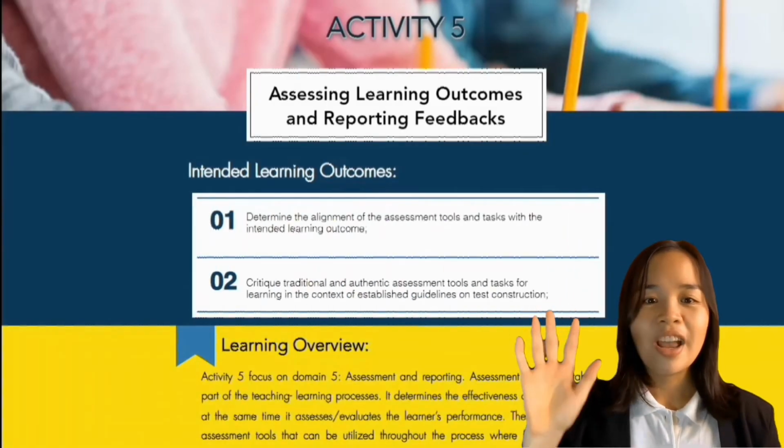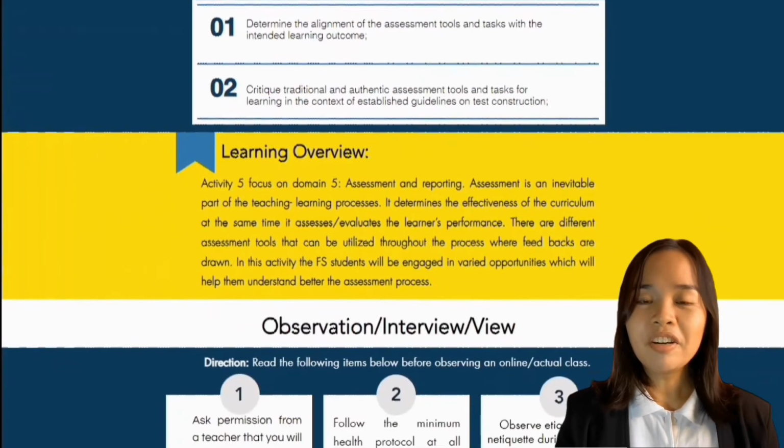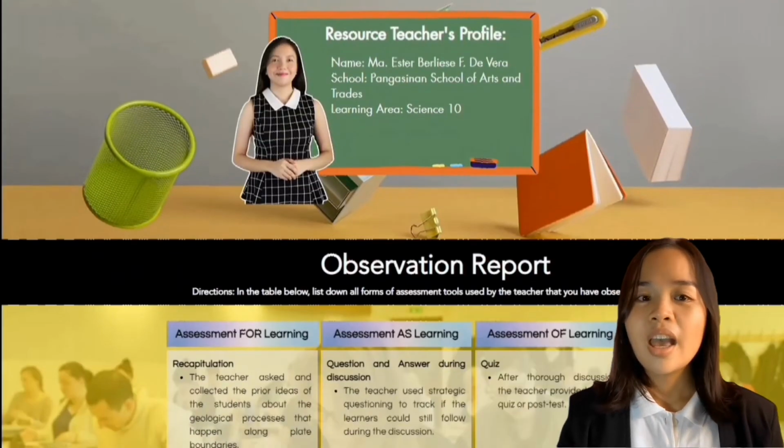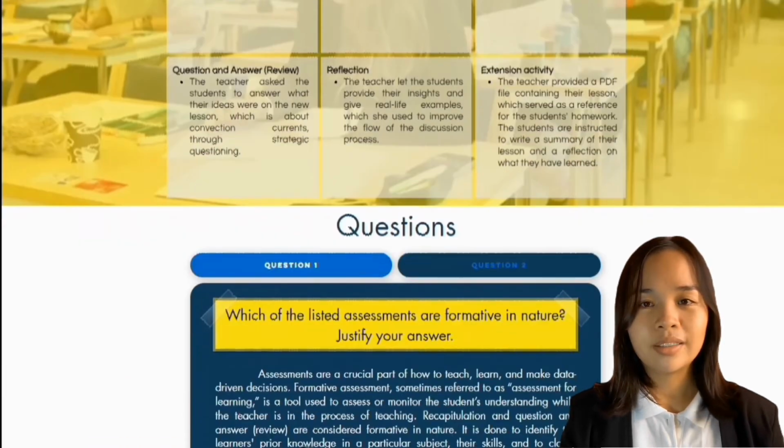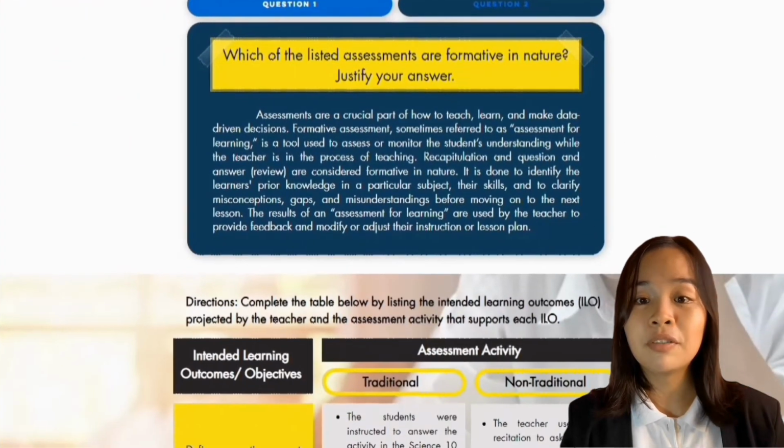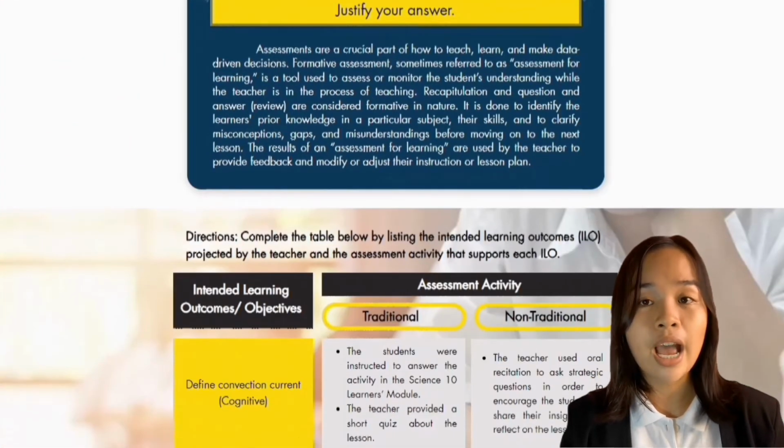This is Activity 5, Assessing Learning Outcomes and Reporting Feedback. Here is the resource teacher's profile. These are the assessment tools used by the teacher that we have observed. Question number 1. The assessment tools listed below the assessment for learning column, which contains the question and answer and recapitulation, are formative in nature.